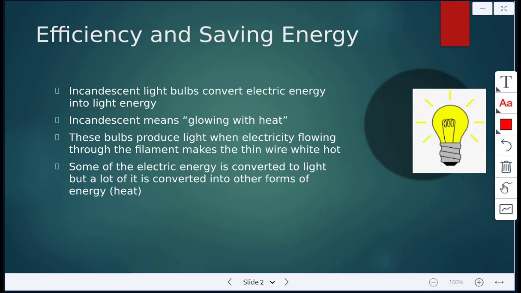So when we look at an incandescent light bulb, they convert their electric energy into light energy. Incandescent actually means glowing with heat. So these bulbs produce light when electricity flowing through the filament makes the thin wire white hot. So right here. And some of that electric energy is converted to light, but a lot of it is getting converted into other forms of energy. So, for example, heat.